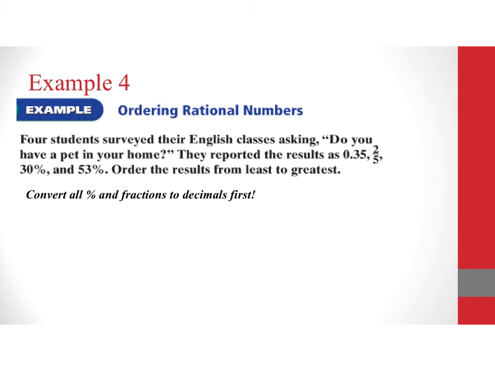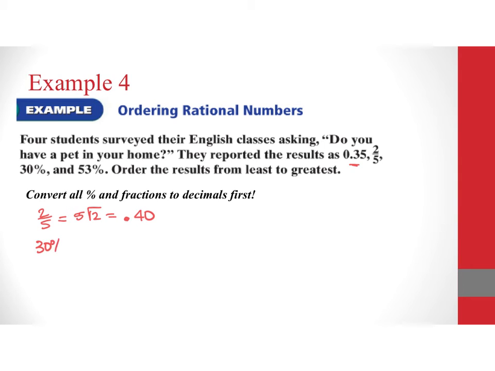So in example 4, we're going to do this. It says 4 students surveyed their English classes asking, do you have a pet in your home? They reported the results as 0.35, 2/5, 30%, and 53%. We need to order the results from least to greatest. So the first thing we're going to do is convert all of these numbers into a decimal. So 0.35 is done for us. 2/5, if I divide 2 by 5, this is going to give me the decimal of 0.40.